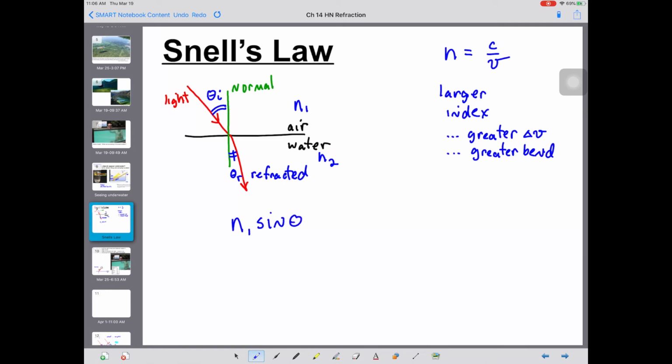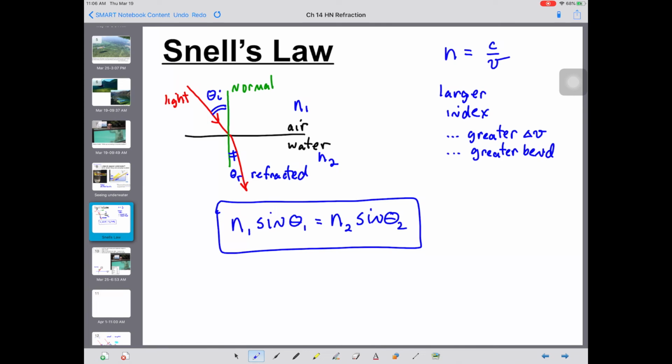And so then Snell's law basically says that the index of refraction times the sine of the angle is constant. So n1 multiplied by sine theta 1 is equal to n2 multiplied by sine theta 2. The index of refraction multiplied by the sine of the angle in that substance is equal to the index of refraction in the second substance multiplied by the sine of the angle in that second substance.